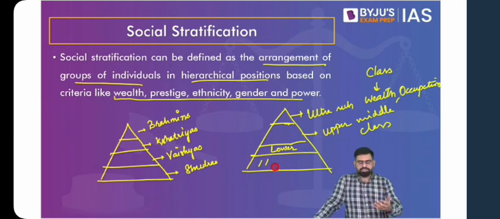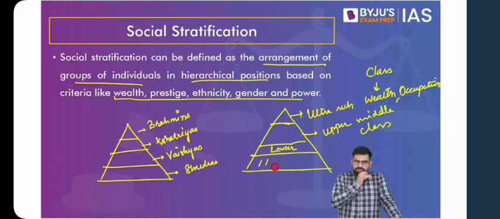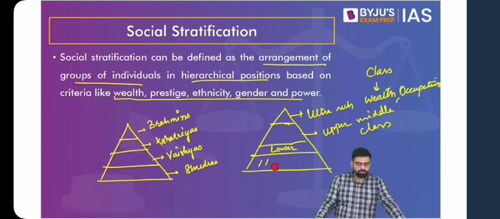Then it can be on the basis of prestige. Because there'll be certain occupations to which people accord more prestige. They feel that they are better professions. So similarly, what is caste system? Caste system is hierarchical arrangement of groups on the basis of caste.